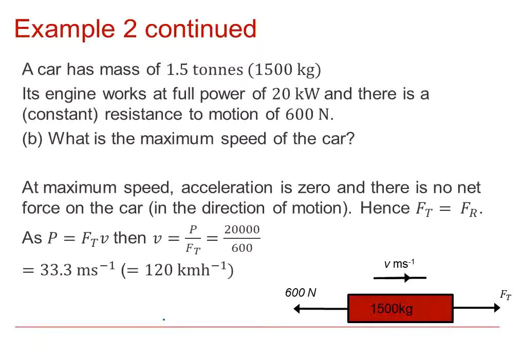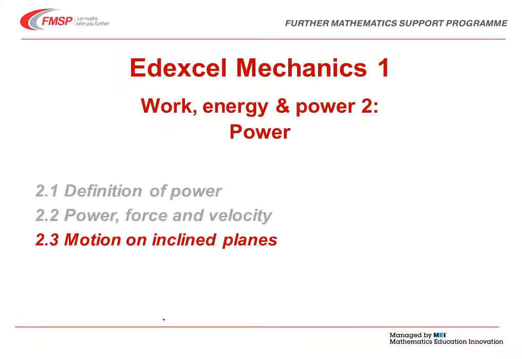Maximum speed means there's no acceleration, which means the net force is 0 and the tractive force is equal to the resistance force. In the next session, we're going to be looking at motion on inclined planes.